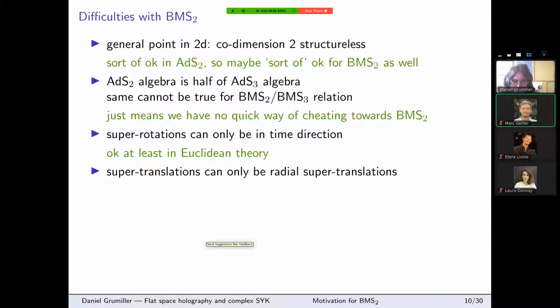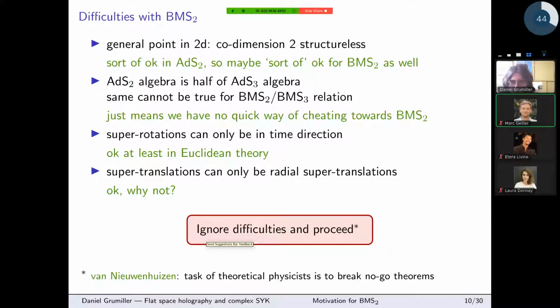So therefore, if you have something like supertranslations, they can only be radial supertranslations, and it's not obviously clear from the beginning whether this makes sense, whether the associated canonical charges will be non-trivial, etc. So these are potential difficulties, but perhaps they can be overcome. I'll take a very pragmatic attitude, quoting Peter van Nieuwenhuizen, that the task of theoretical physicists is to break noble theorems. So let me just ignore all these potential difficulties and proceed and be optimistic and hope that it works.